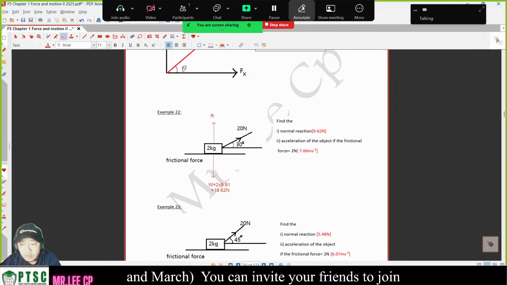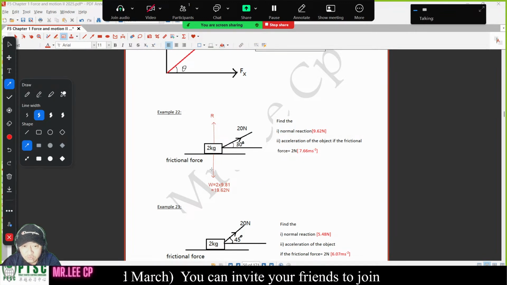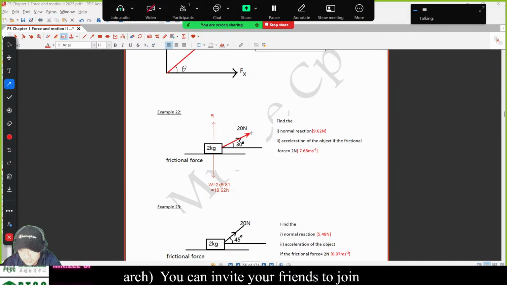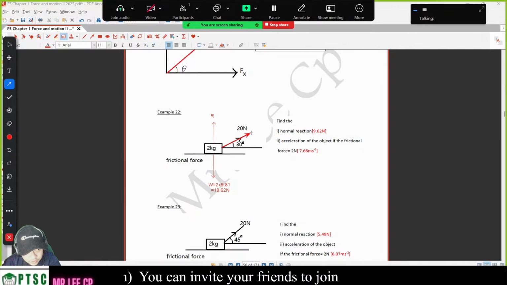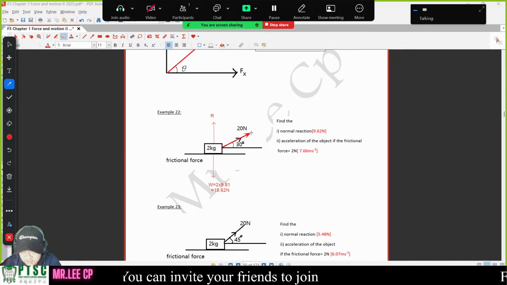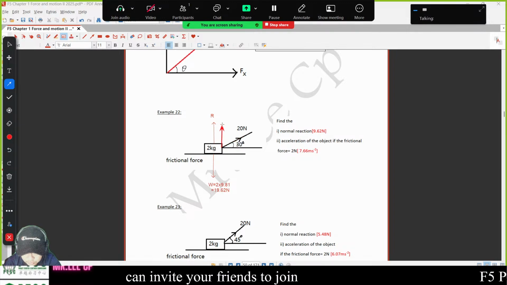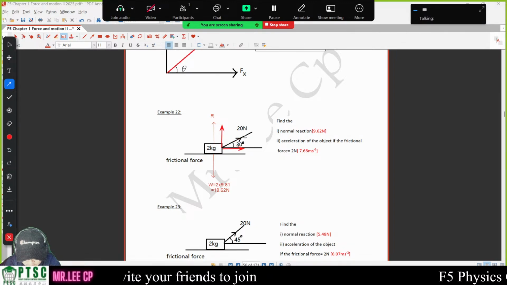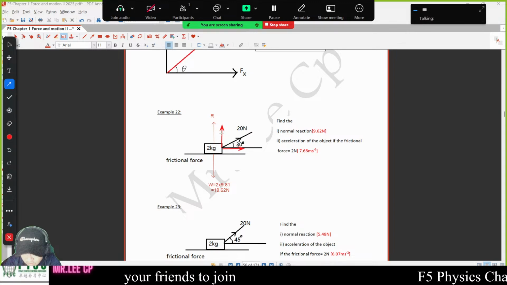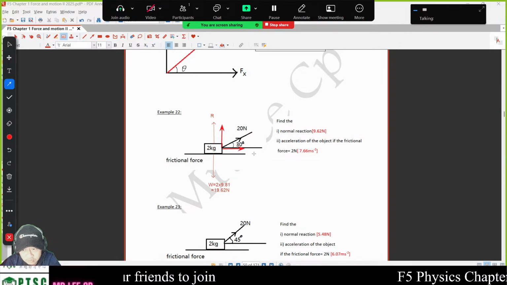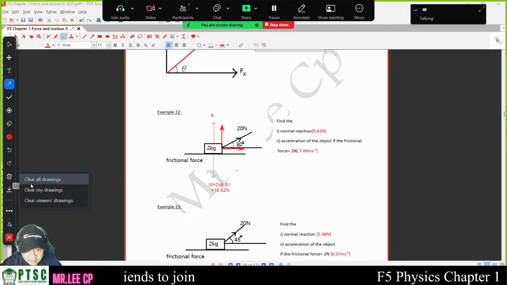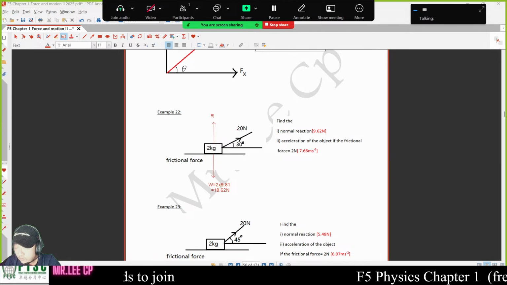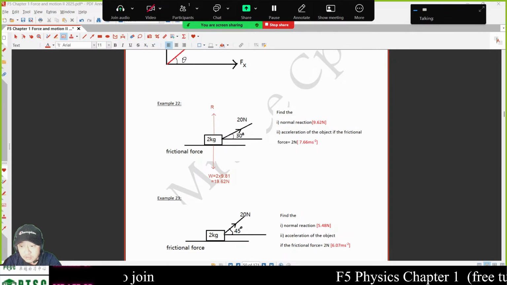Now here, if I've got a force of 20 here, this 20 comes to here. So this 20 is contributing to Fy and Fx. This 20, part of the force contributes upward, and part of the force contributes to the right. Okay, so I hope you know this. Now, find the normal reaction.